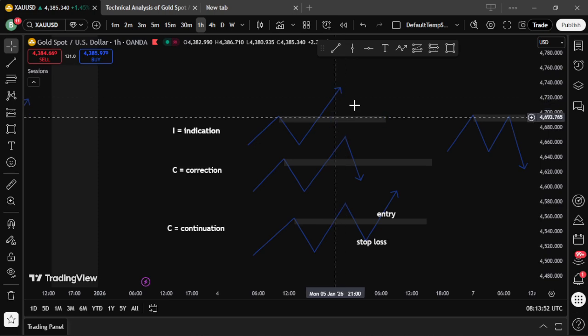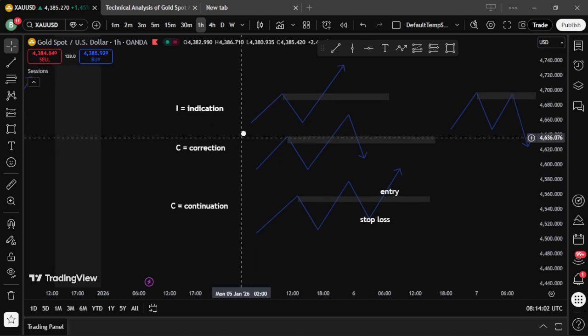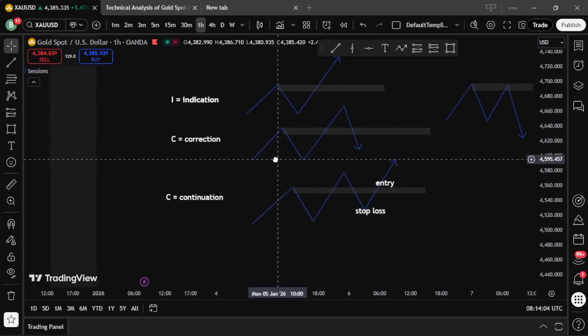So this is an indication that the sellers have been taken out. The sellers, they ran away. They couldn't defend their position. They are cowards. Now, after the indication, you wait for a correction.